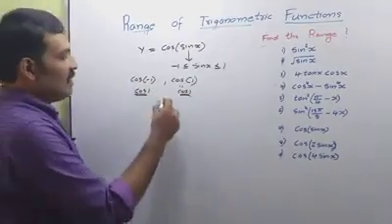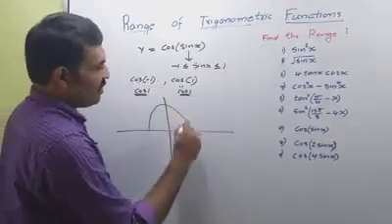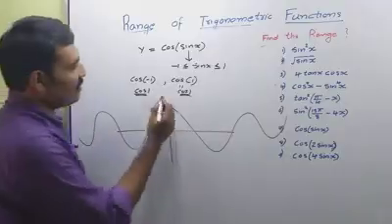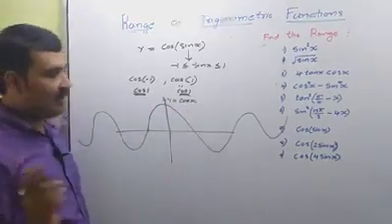Find the range of phi. Let us draw the graph of the cosine function. This is the graph of a cosine function, right? And y is equal to cos of x, right?